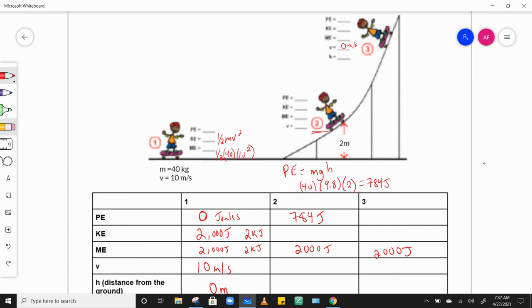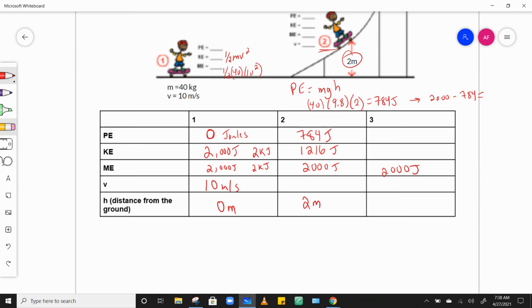Okay, and one thing we do know is that potential plus kinetic will always be mechanical. So we can take the 2,000 joules minus 784, and that will give us the amount of kinetic energy. So 2,000 minus that, and we get 1,216. All right, the height, we're actually given the height, it's 2 meters, so we don't have to do any calculations for that. 2 meters.